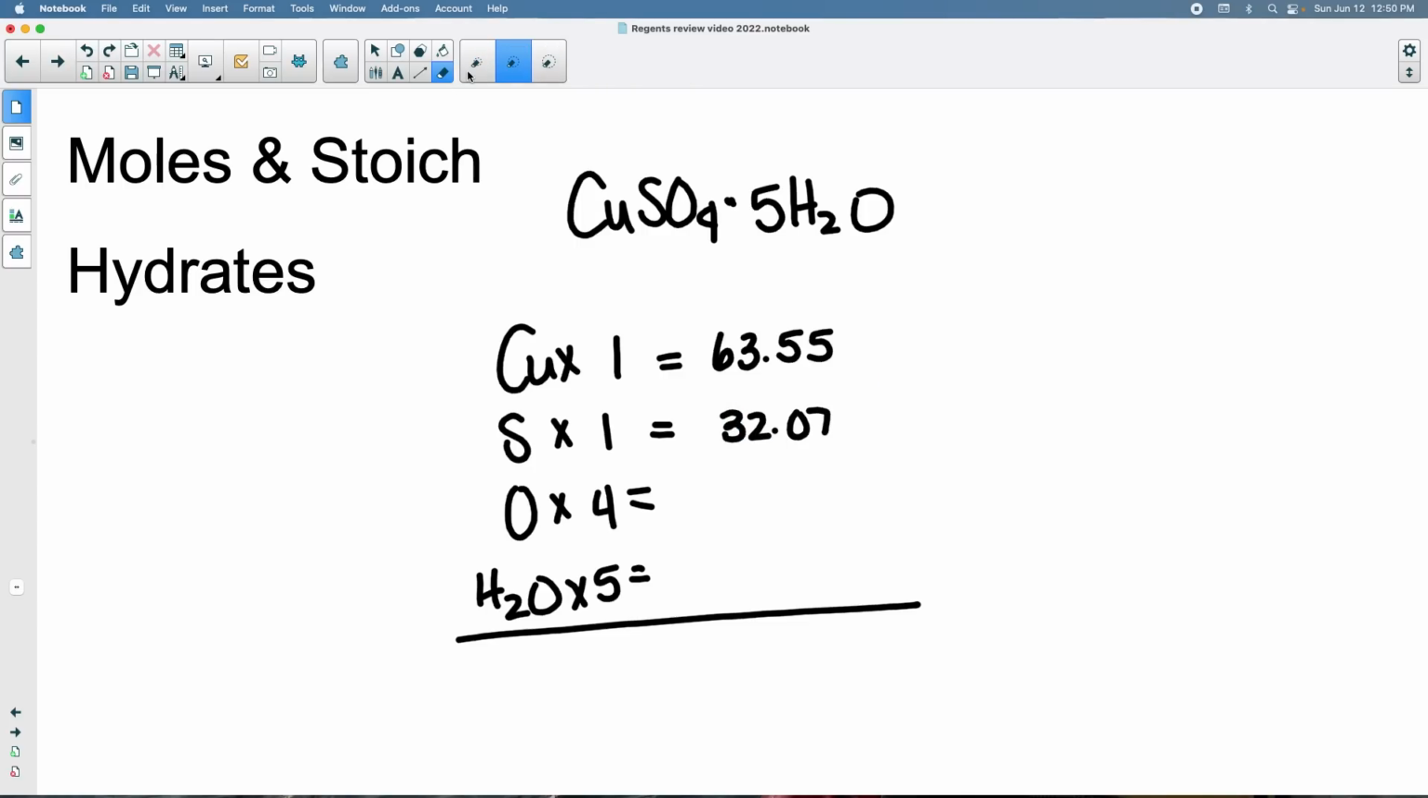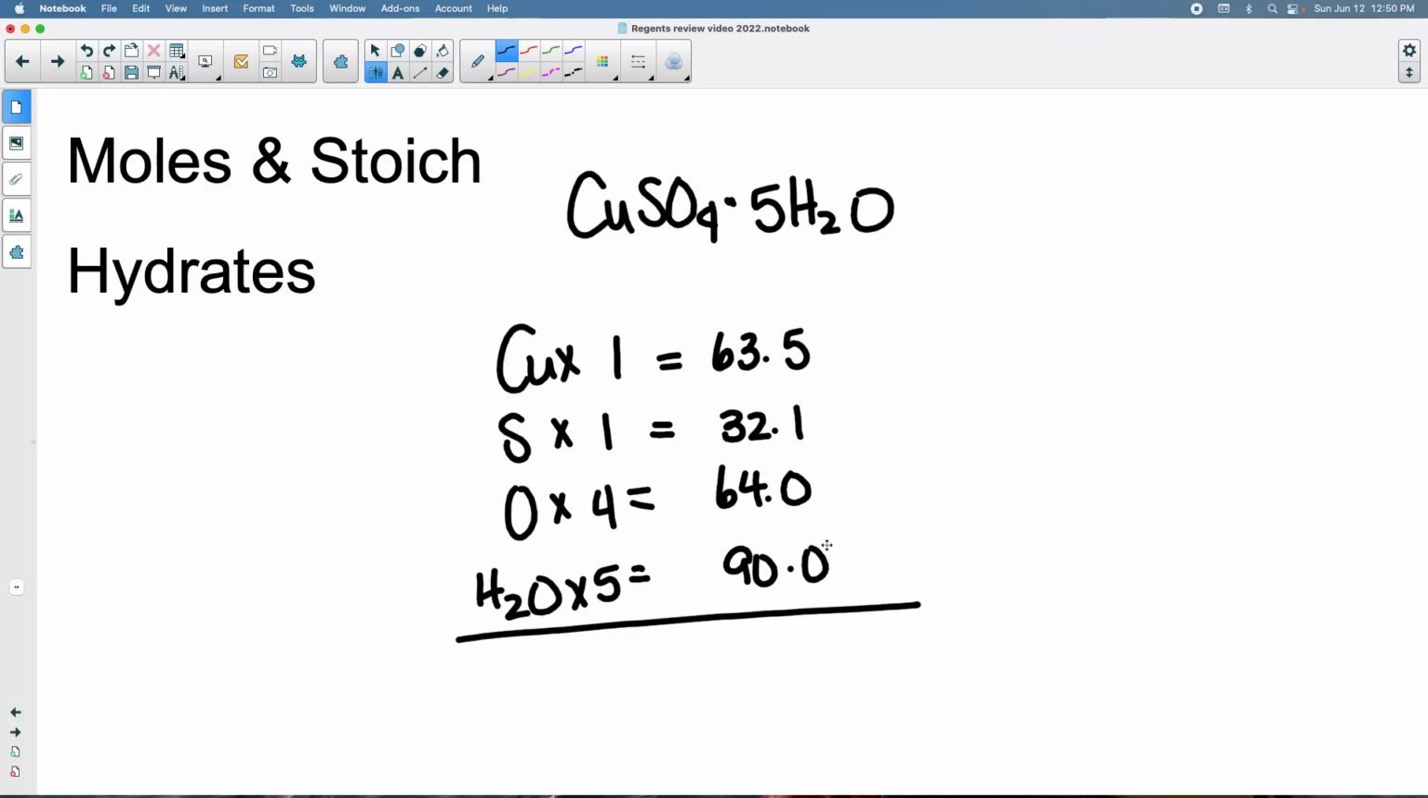Let me do this right from the reference table, in case you're following along. So you're going to find the gram formula mass. I think I told you guys to round to the 10th. Let's round it to the 10th. I apologize that I'm doing so much scribbling here. 32.1, 64.0. Water is 18, so that's 90.0. We add all of this up.